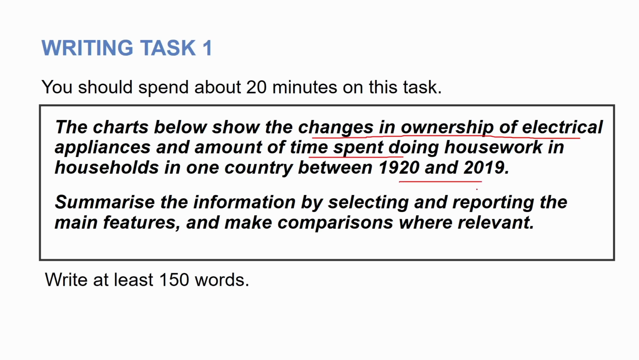So as you know, the instruction is always the same in writing task 1. We should summarize the information. How? By selecting and reporting the main features only and make comparisons where relevant. In doing so, we should write at least 150 words to be able to cover all the main features.